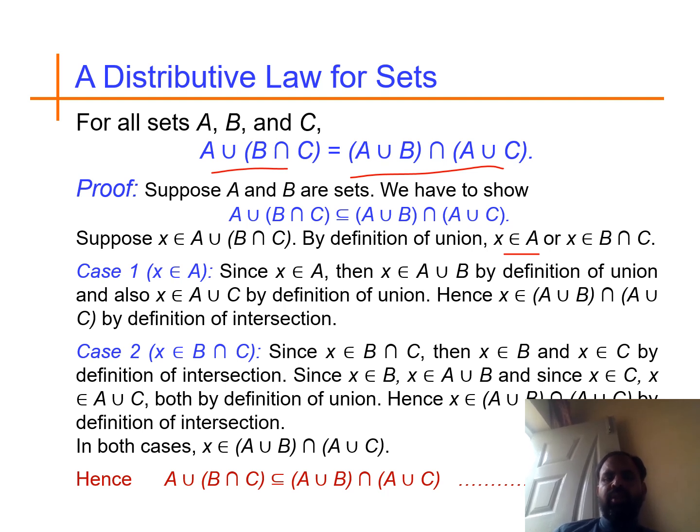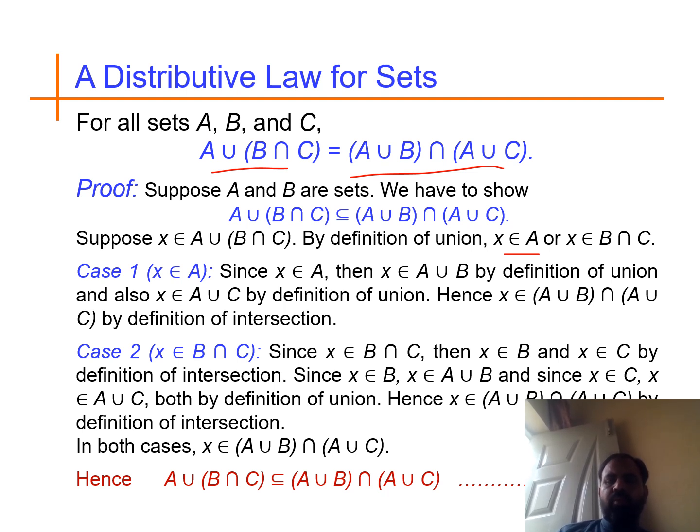From this statement we can say that if X belongs to A union B and X belongs to A union C, it means X belongs to (A union B) intersection (A union C). It's the definition of intersection. Now we take the second case. X belongs to B intersection C. Since X belongs to B intersection C, then X belongs to B and X belongs to C. It's the definition of intersection.